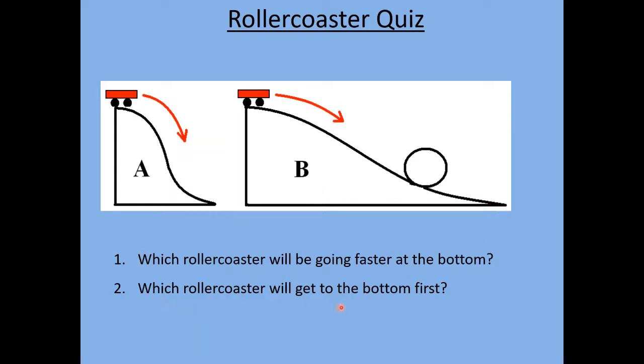Now, which roller coaster will get to the bottom first? Well, in this case, A will get to the bottom first. A is going to accelerate faster. It has a shorter distance to travel. B will take more time. It's going to go around this loop, right, which is going to take some time. And so by the time it gets to the bottom, even though it's going just as fast as A, it took longer for it to reach that final speed.